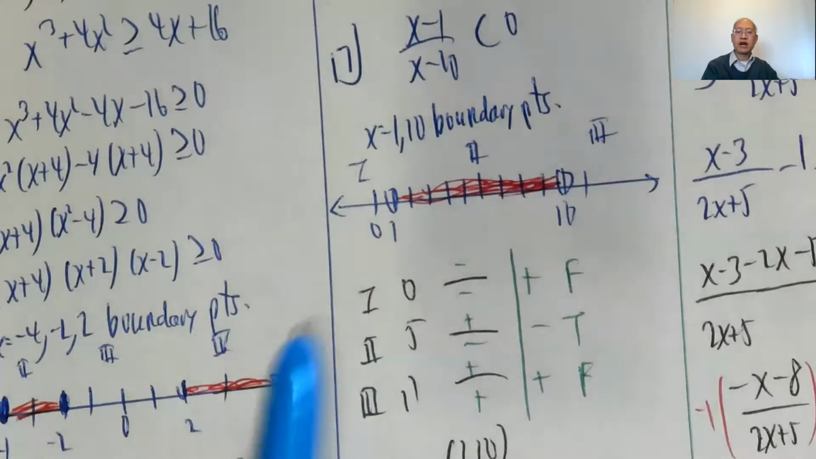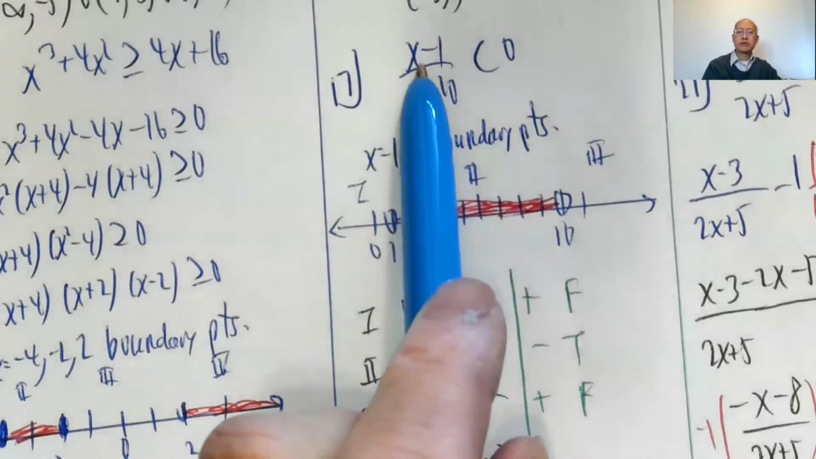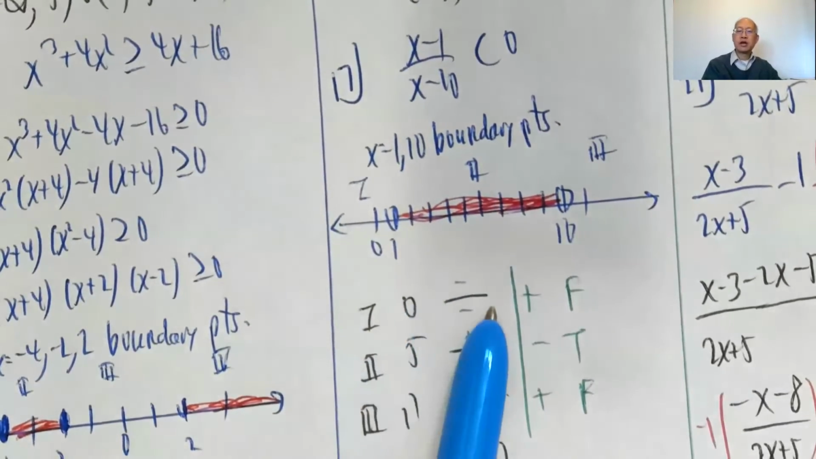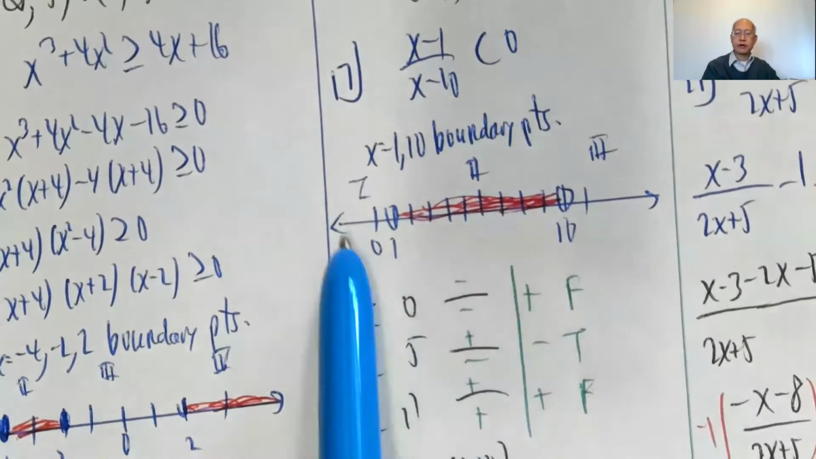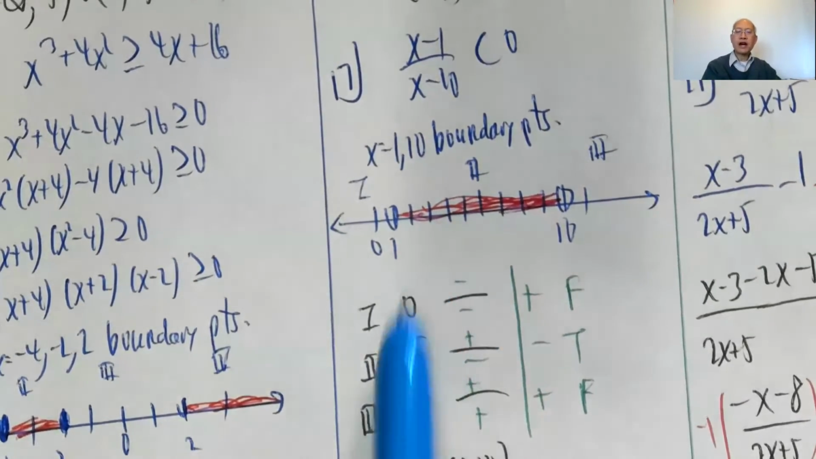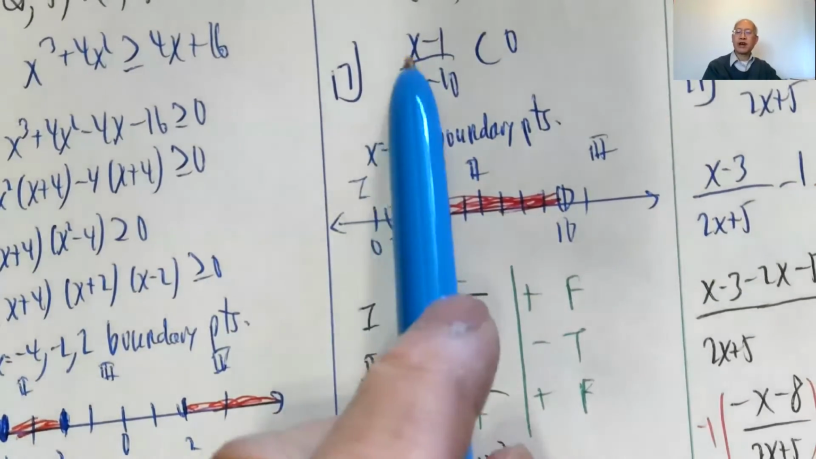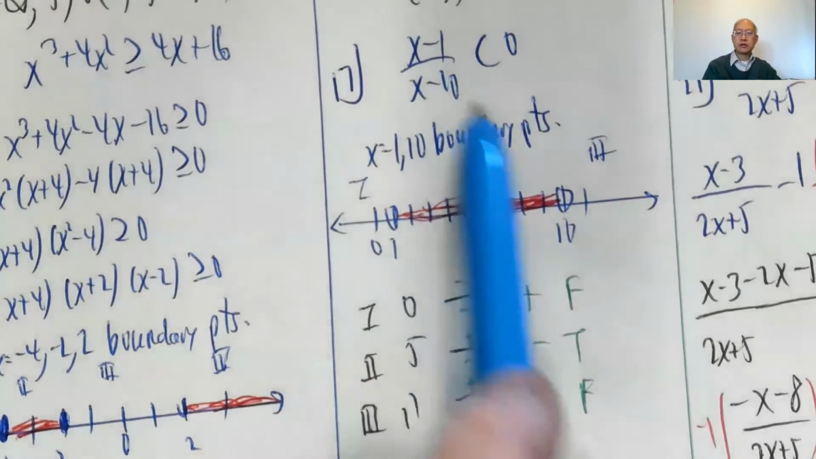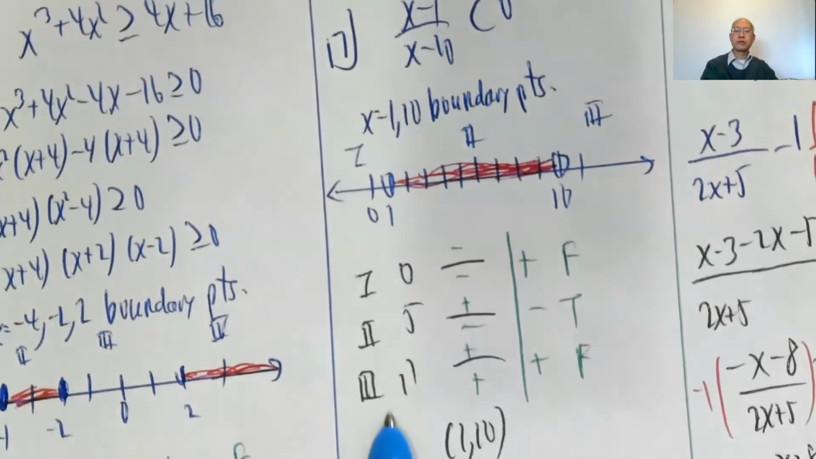So region 1, 2, 3. Put 0, 5, and 11. 0 minus 1, negative. 0 minus 10, negative. Negative divided by negative, positive. Positive less than 0, no, that's false. 5 minus 1, positive. 5 minus 10, negative. Divide them, you get a negative. Is a negative less than 0? That's true. Shade in region 2.